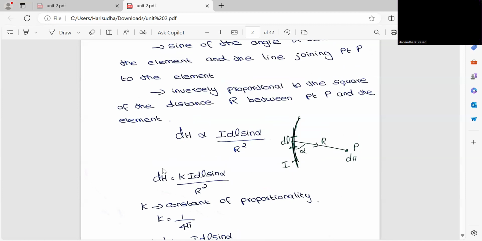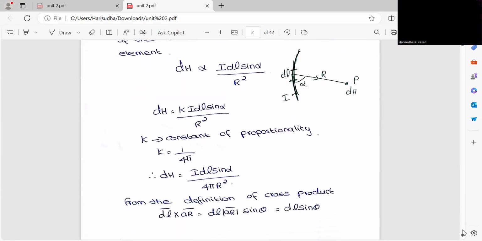To exclude this proportionality sign, we can write it as dH is equal to K I dl sine theta or sine alpha divided by r square, where K represents the constant of proportionality, which is nothing but 1 by 4 pi. So instead of K, we can just write 1 by 4 pi and substitute in this equation. Therefore, you get dH is equal to I dl sine alpha divided by 4 pi r square.